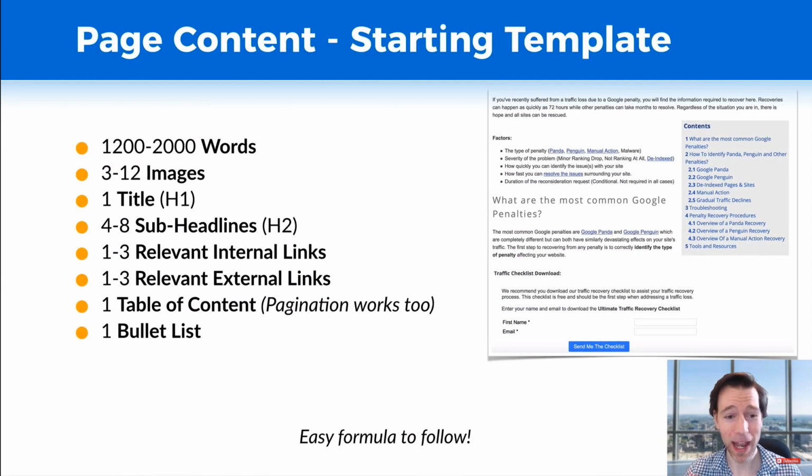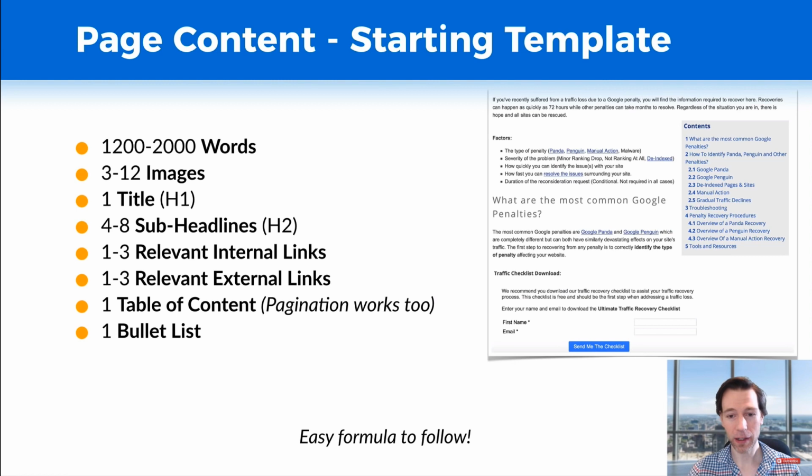Let's dive right into it. I have bonuses for you. I have a starting template. So if you're not too sure on what you should do and you want a recipe that you can use really quickly, here's one. What I typically do is I'll have between 1,200 and 2,000 words. I'll have between 3 and 12 images, one title, 4 to 8 subheadlines, 1 to 3 internal relevant links, 1 to 3 relevant external links, 1 table of contents, and 1 bullet list.